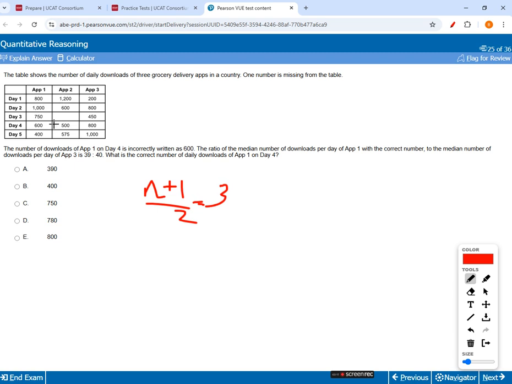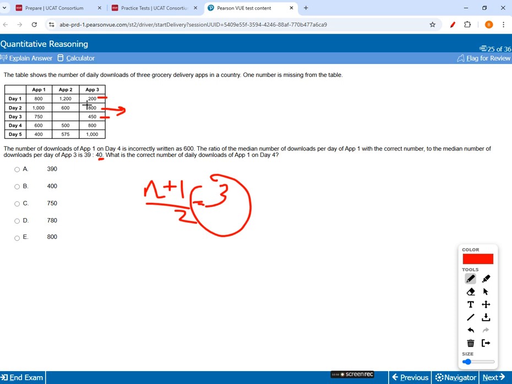So how am I going to crack this? The emphasis is that you should be able to do it, not write it down, because again the essence is speed. That's why we're talking about speed maths being needed consistently throughout our different subsections. So yes, he says the ratio of the median of downloads per day of app 1, with the correct number, to the median of downloads on app 3. In this case app 3 is 40. So what's the median for app 3? Smallest number 1, second smallest number 2, third smallest number. There you go.